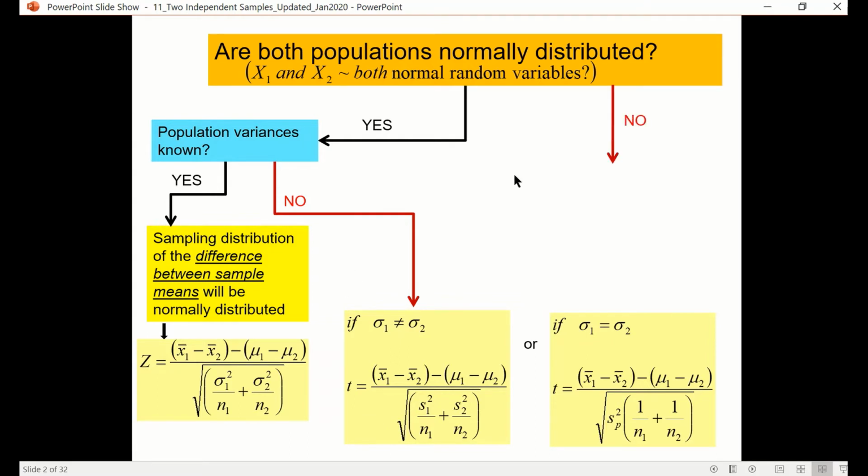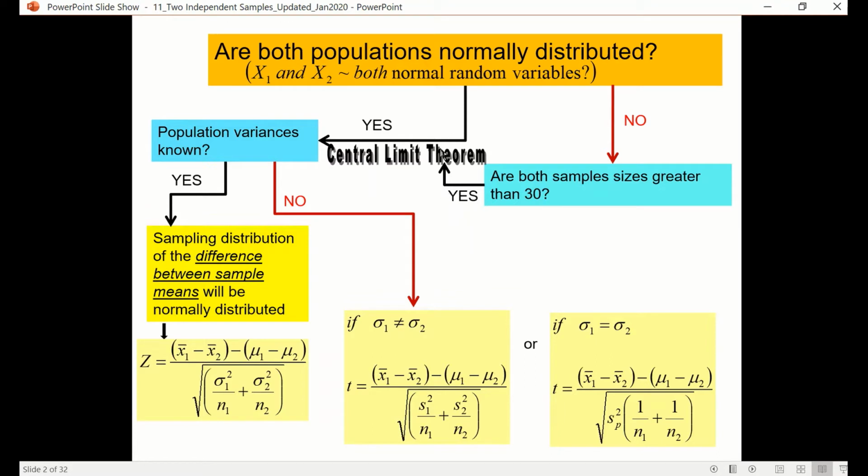Now what if the population is not normally distributed? Then there are two cases. We have to ask whether both sample sizes are greater than 30. If the answer is yes, then we can fall back on the central limit theorem and ask the same questions again, so you have three choices of test statistics to choose from. But when the sample size is less than 30, then we have to revert to a non-parametric approach.